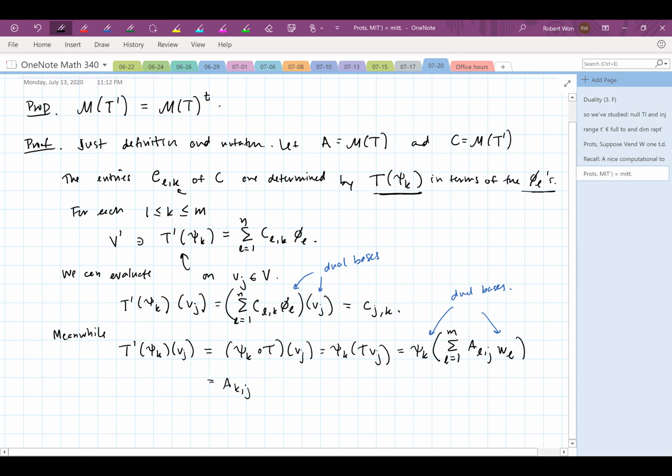So what does this say? Altogether, this says that the jkth entry of C is the same thing as the kjth entry of A. And since this is true for every j and every k, this holds: Cjk equals Akj for every j and k. This means that C equals A transpose, which is the result that we wanted.